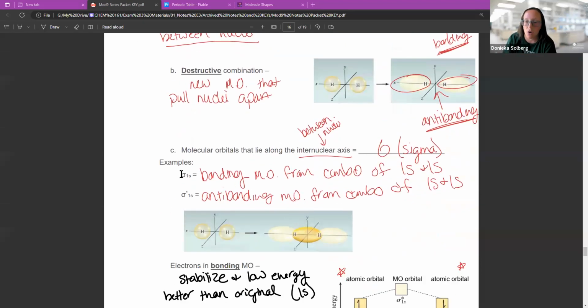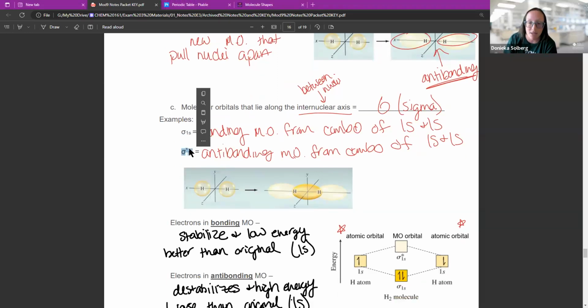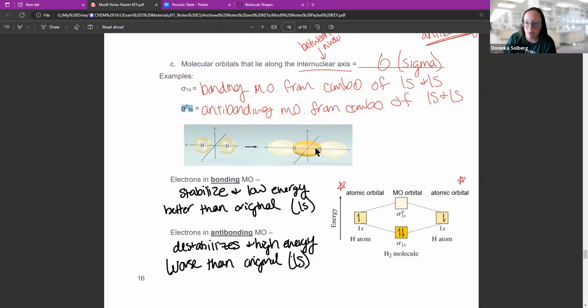Okay, so this is how we represent it. We say sigma 1s for the bonding molecular orbital from the combination of a 1s and a 1s, and sigma star, notice the little star there, 1s is the anti-bonding molecular orbital from the combination of 1s and 1s. So my two new orbitals are these. This is how we denote them. Instead of having a 1s and a 1s, I have this orbital and this orbital, and those are options for my electrons to be in. They can either be in the bonding or they can be in the anti-bonding.